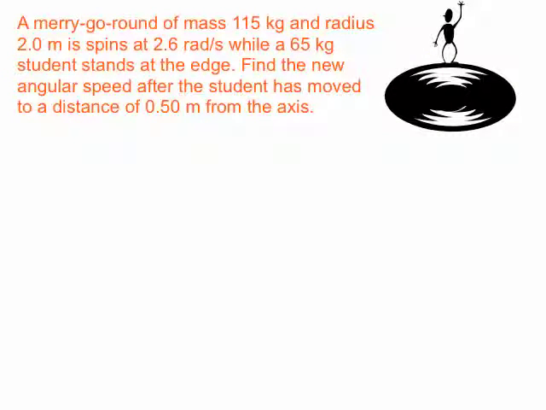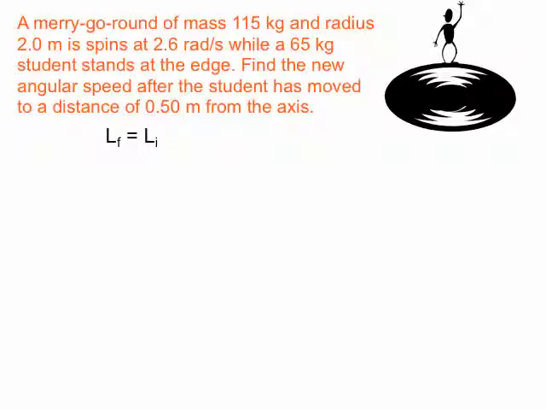Okay, so let's talk about a merry-go-round ride. The merry-go-round has a mass of 115 kilos, a radius of 2 meters. It's spinning at 2.6 radians per second. A 65 kilogram student is standing on the edge. Find the new angular speed or velocity after the student is moved to a distance of 0.5 meters from the axis. So the student's going to move in 1.5 meters.